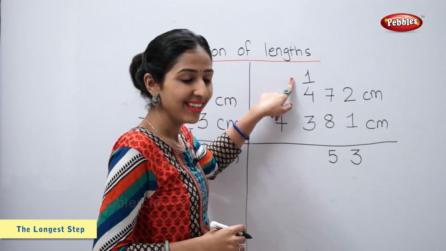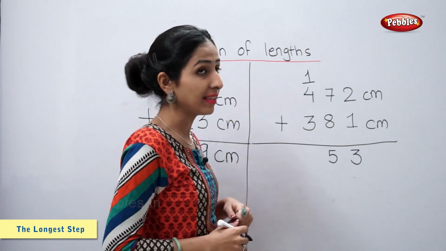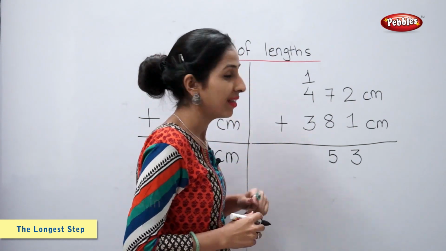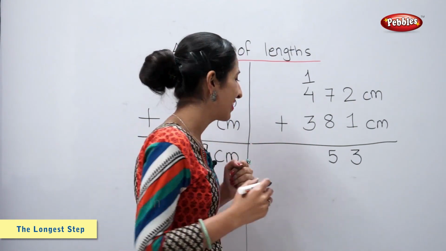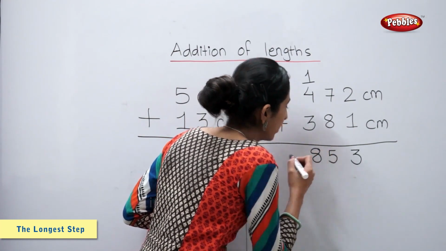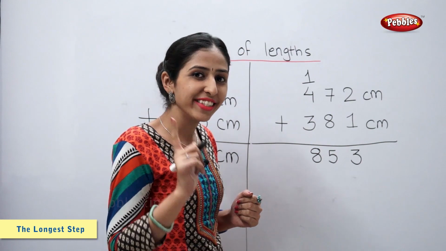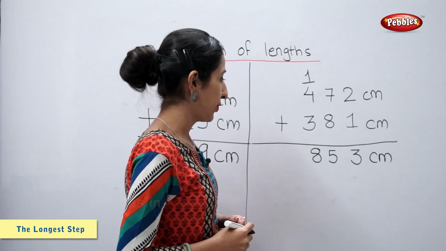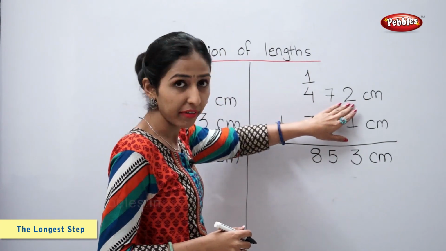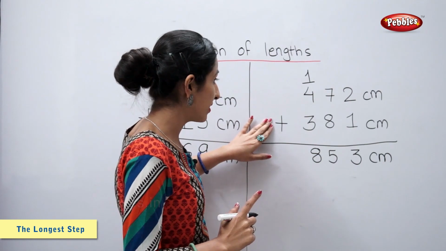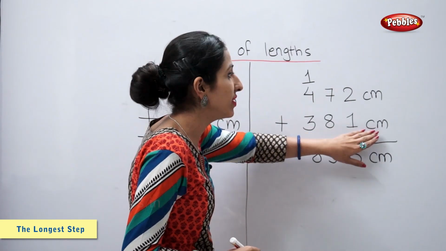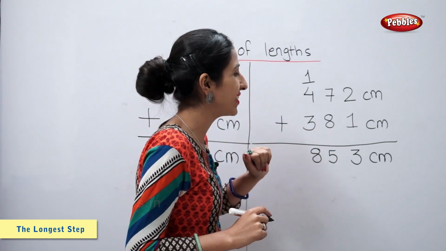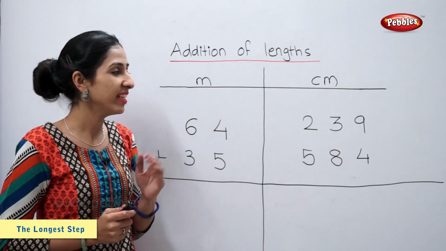Now 1 plus 4 is equal to 5 and 5 plus 3 is equal to 8. Let's write our unit centimeter. So 472 centimeters plus 381 centimeters is equal to 853 centimeters.